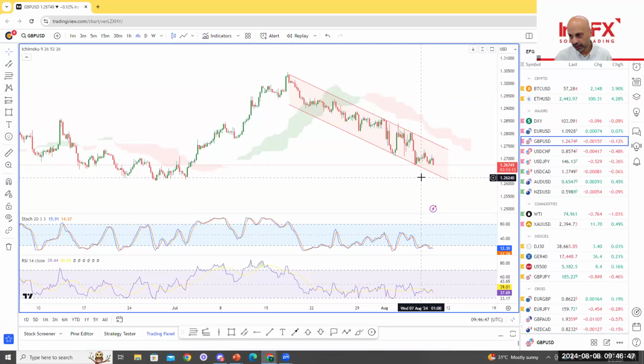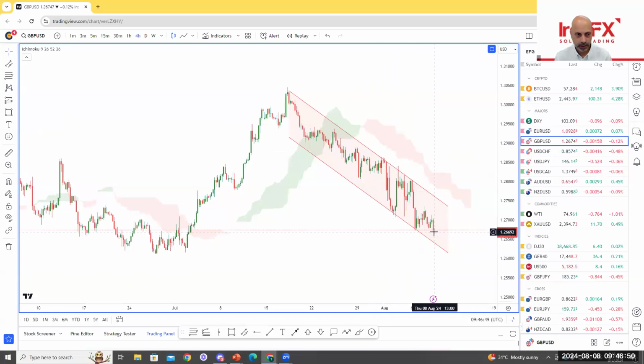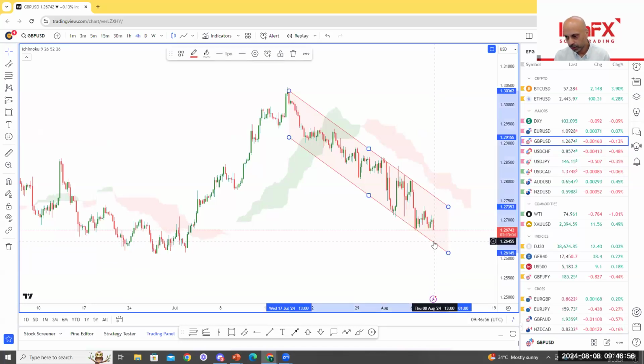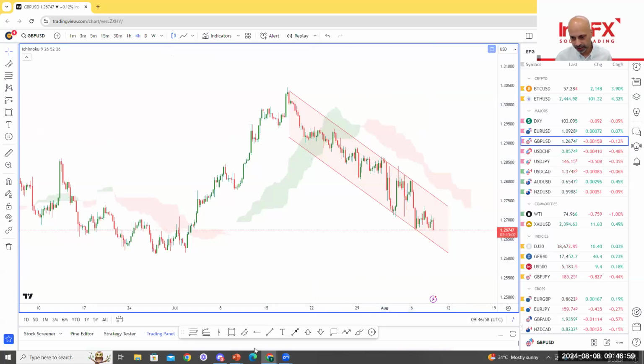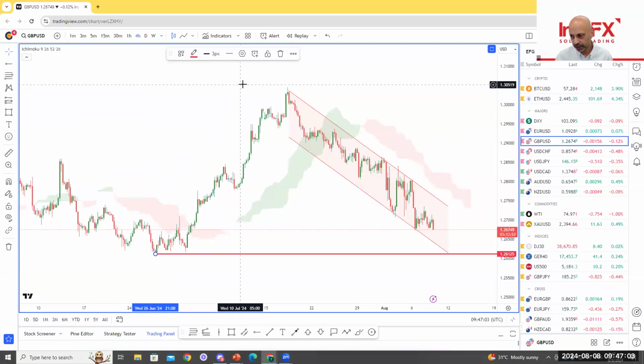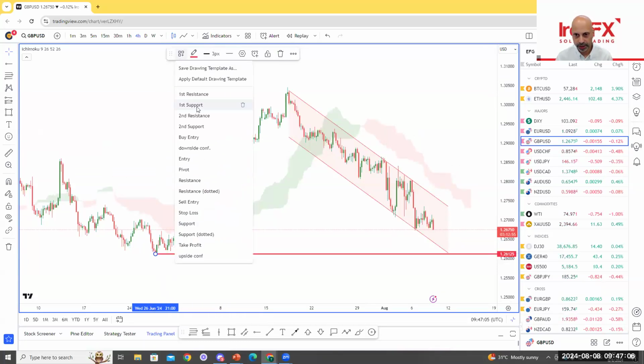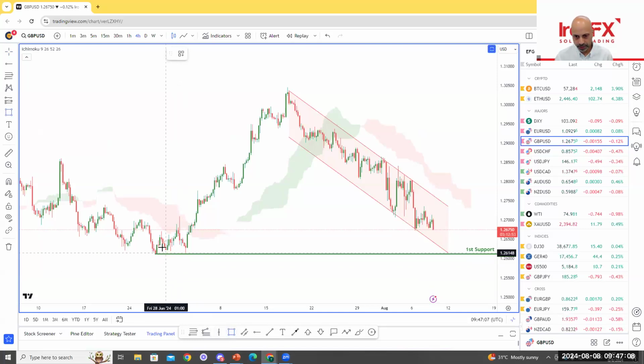So quite likely, if you have any short trades for cable currently, you can highlight a potential take profit zone close to the lower trend line of the bearish channel here. And at the same time, I see a pretty decent pullback support level as well at 1.2612. This is a pretty decent pullback support level that begins from about 1.2630 to about 1.2612.